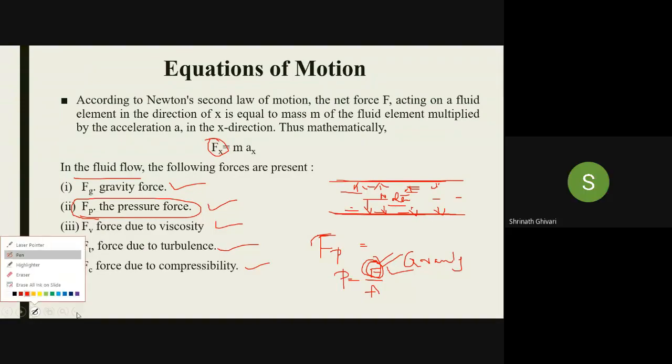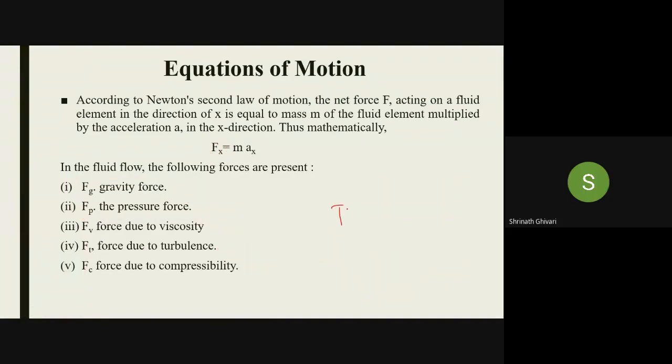Very good. Pressure equals force by area. So which force is this? Obviously pressure force. It is the force applied because of pressure. So pressure force is given by pressure into area. This I have already told you in your first module. Force due to pressure is equal to pressure into area, not gravity force.